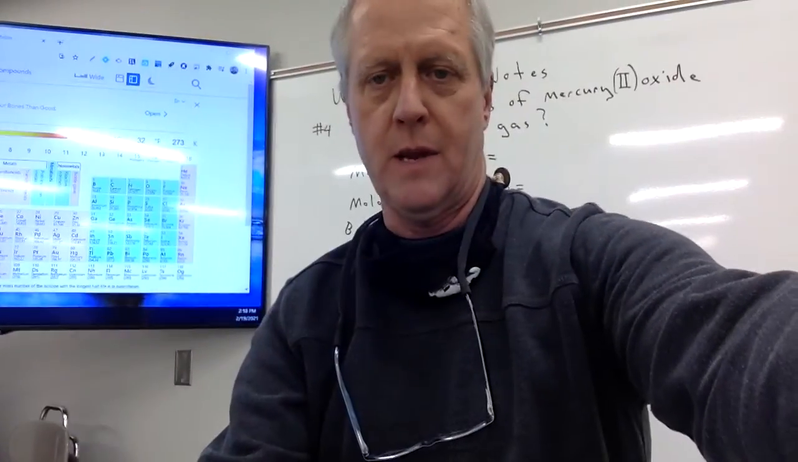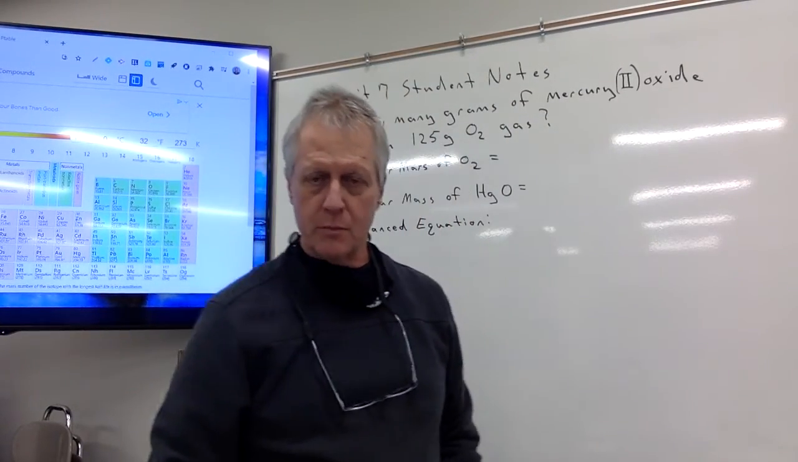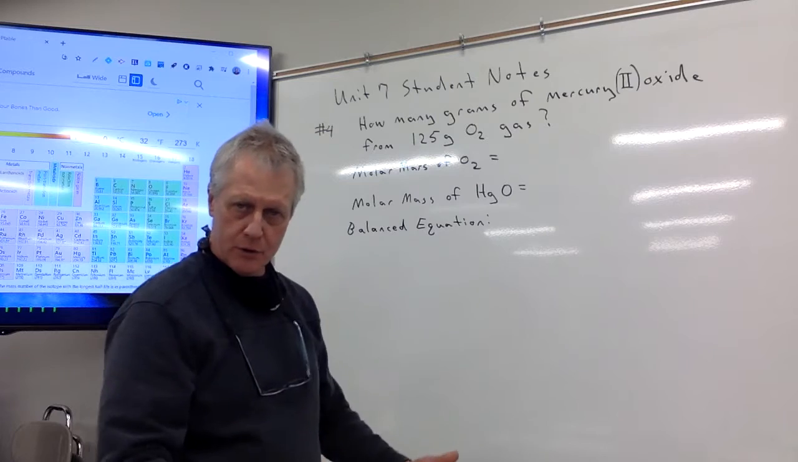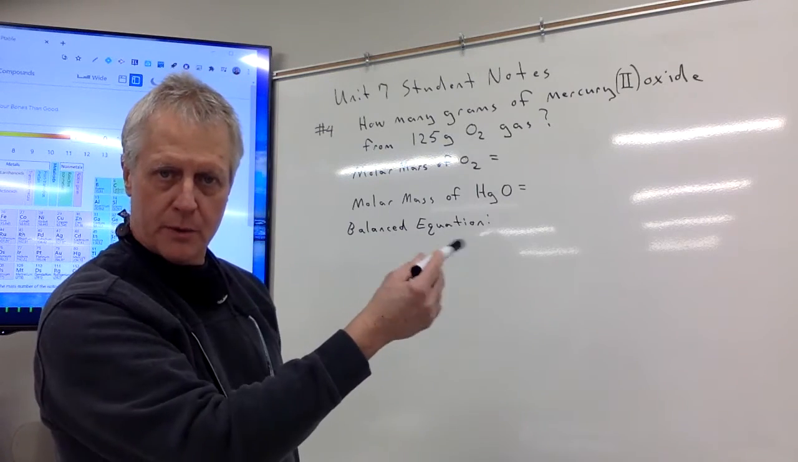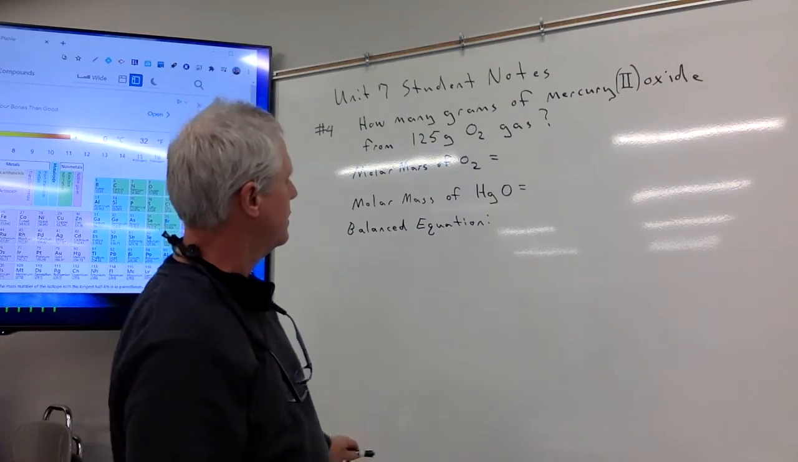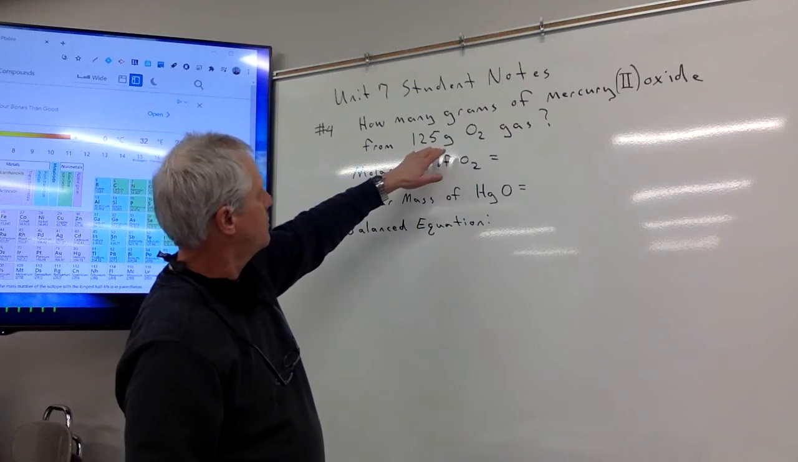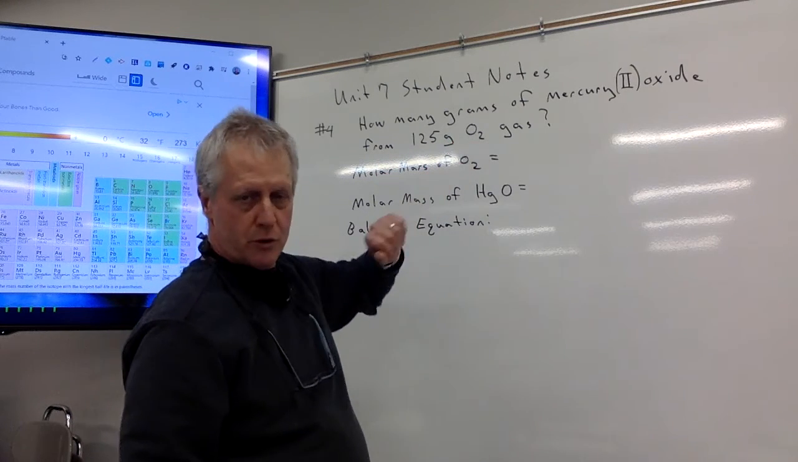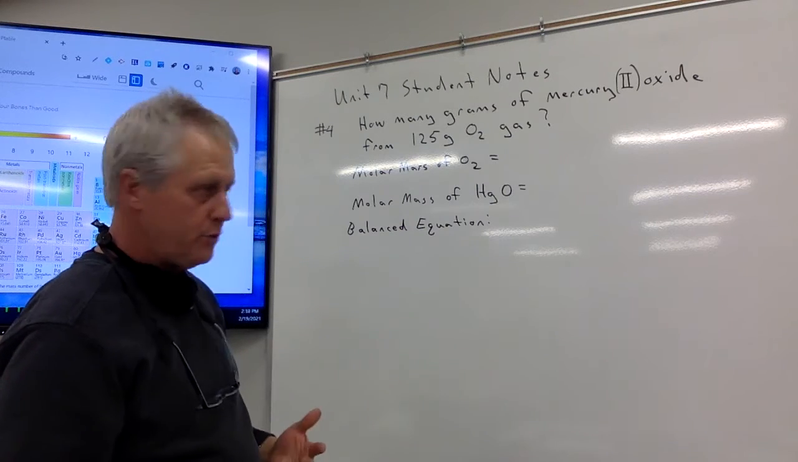Let's do an example of a problem from your student note problem set. This is problem number 4 and talks about the discovery of oxygen. Joseph Priestley discovered oxygen, but he did an experiment that basically involves this particular reaction here. Now, what we're saying here is with 125 grams of oxygen produced, how many grams of mercury 2 oxide would it take to do that?